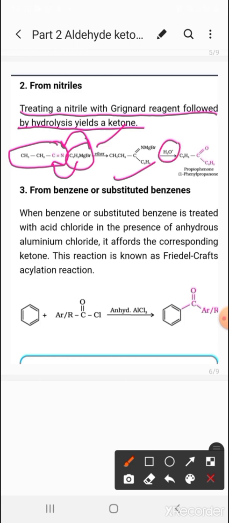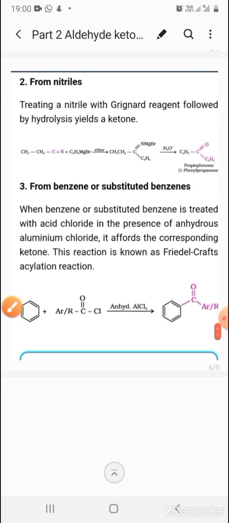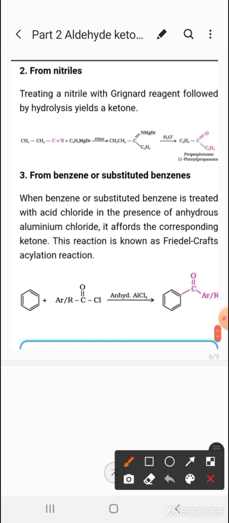On hydrolysis, this NMgBr is getting replaced with the oxygen, which is the ketone, and this is propiophenone or 1-phenyl propanone. Now next is from benzene or substituted benzenes. You can also prepare ketone from the benzene or the substituted benzene.